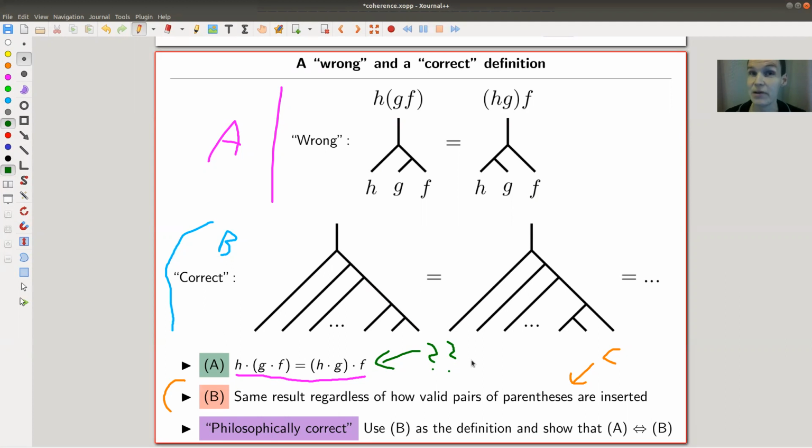So B definitely implies A. The big meat here, or the real meat here, is that A implies B. So, I say it again, the philosophically correct definition of associativity would be: B is the definition and A implies B, right? That's kind of the point. And then you don't need to worry anymore.